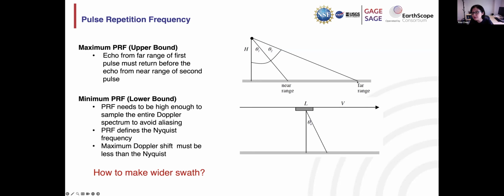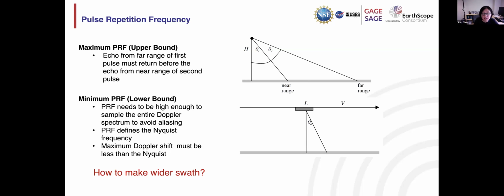And then after the far range signal is received at a later time, hopefully you're sending out a pulse for a new line of data. You don't want to send out a pulse before the far range pixels' return has been received. So that creates a bound on how long we have to wait before we can send out another pulse. That's the maximum PRF, because PRF is a frequency, so you have to wait a little longer. That's the upper bound.